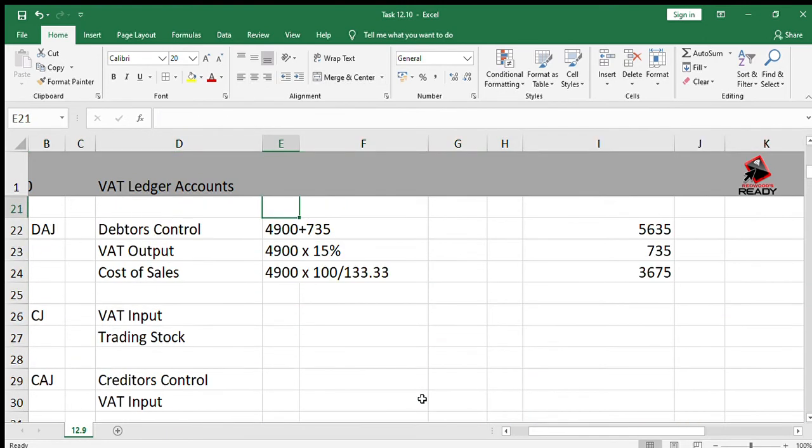Then let's look at the next journal, which is the CAJ. In the CAJ, VAT paid on equipment and consumables can be claimed back from SARS. We're missing the VAT input amount and we're missing the trading stock amount. But we have been given the creditors control amount. So let's see how we can calculate that.